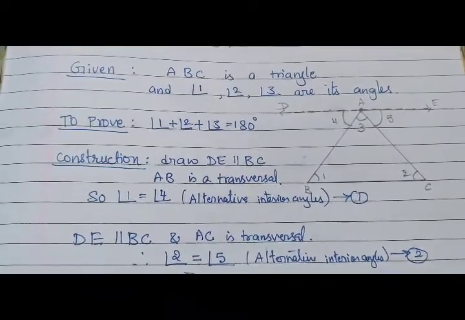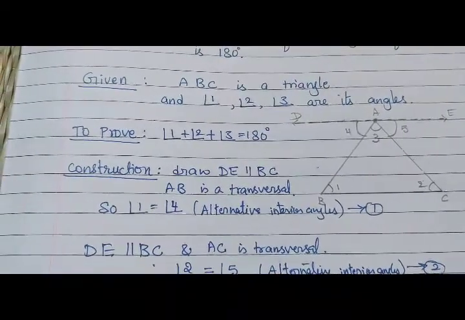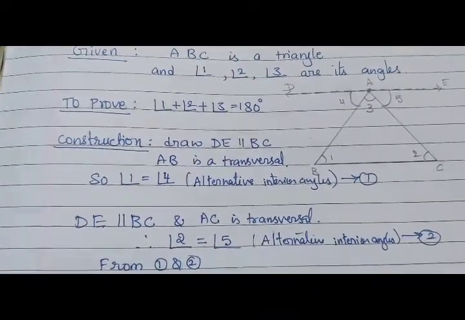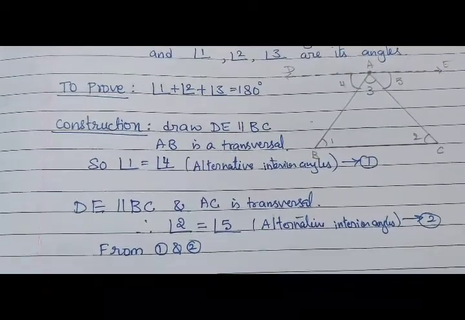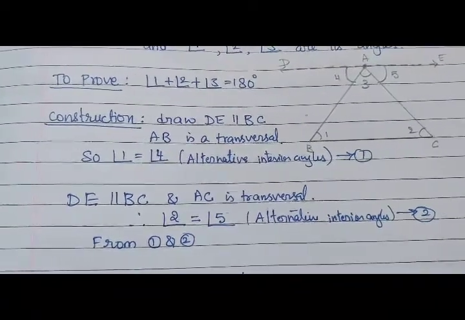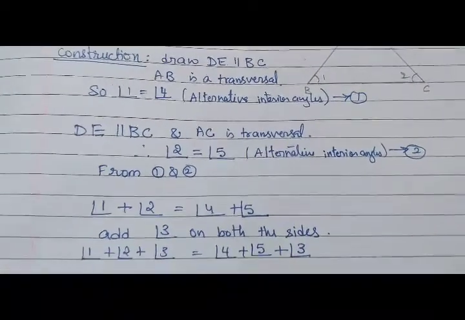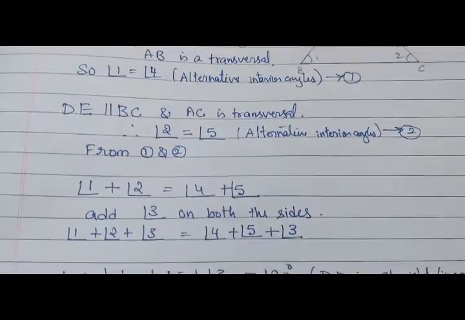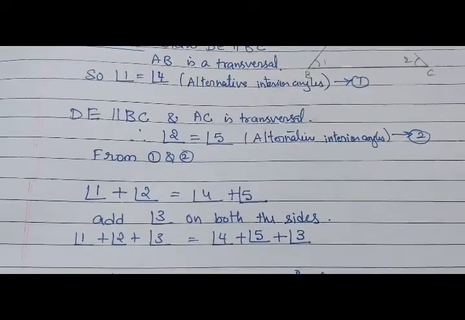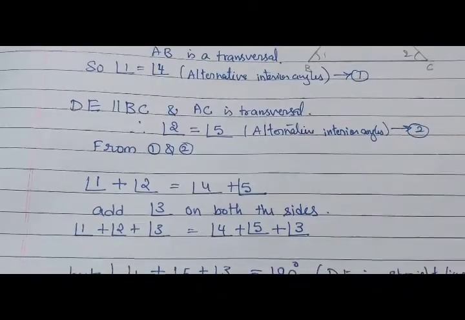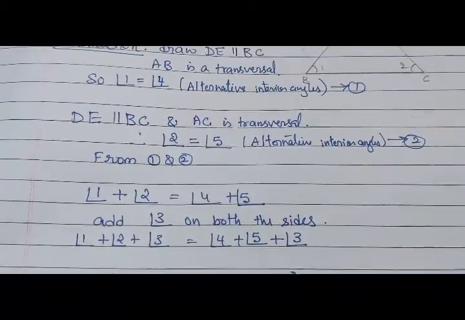AB is a transversal, so angle 1 is equal to angle 4. That is equation 1. DE is parallel to BC and AC is a transversal. Therefore angle 2 will be equal to angle 5. From 1, 1 plus 2 is equal to 4 plus 5. Add 3 on both sides: angle 1 plus angle 2 plus angle 3.